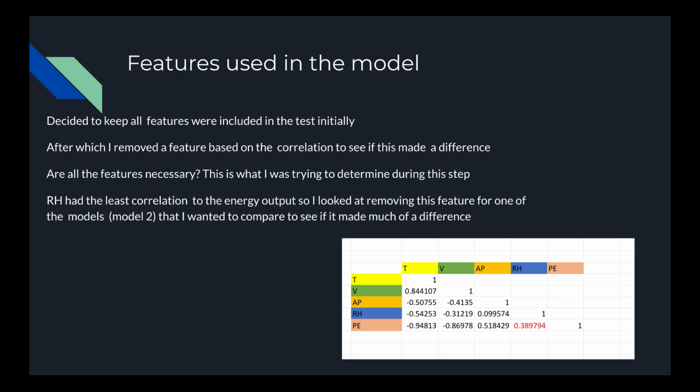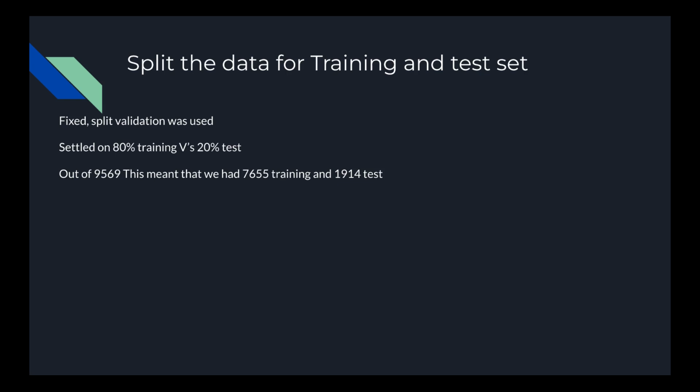So what we were really trying to determine is, are all these features necessary? In carrying out this exercise to look at the correlation, what we found was relative humidity did actually have the least correlation to the energy output. So that was the one that we removed for model 2, so that we'd be able to compare to see how much difference it made.